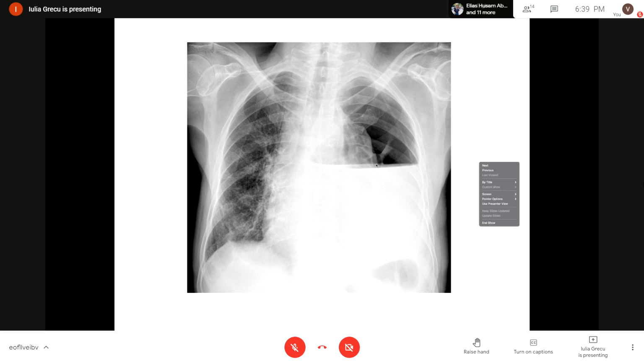Besides the size, it's a huge hydropneumothorax. This is suggested also by the fact that the mediastinum is a bit shifted to the right side. So it's a bit tricky. What else?